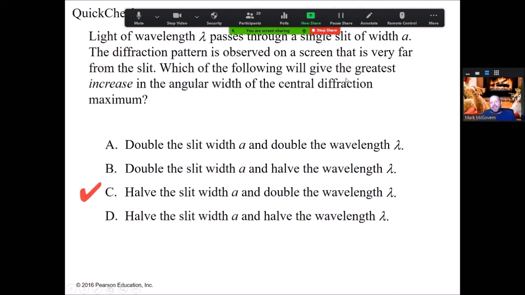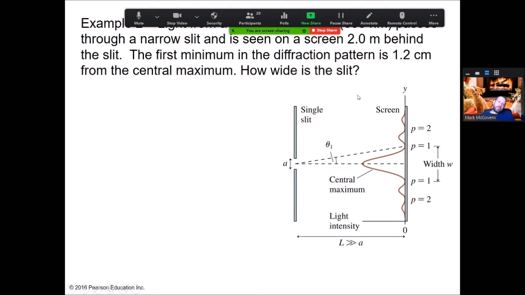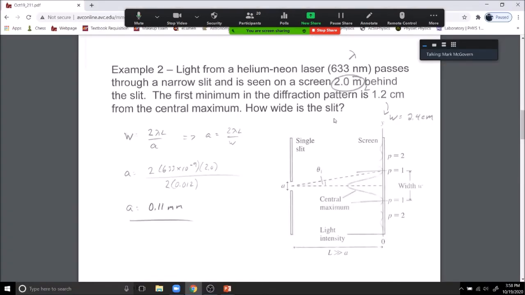Yeah, you're right. Let's go back to the equation here. If you lower A, you increase W. If you double lambda, you increase W. Excellent. Great job.